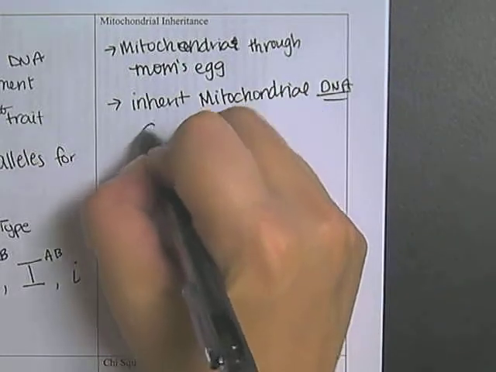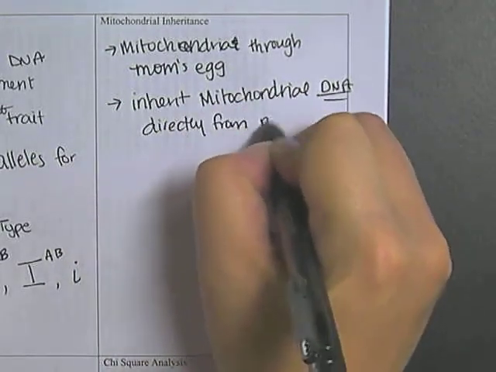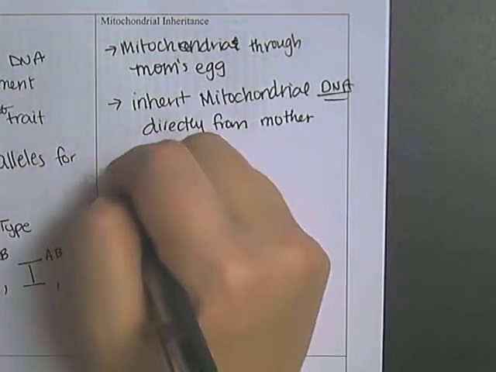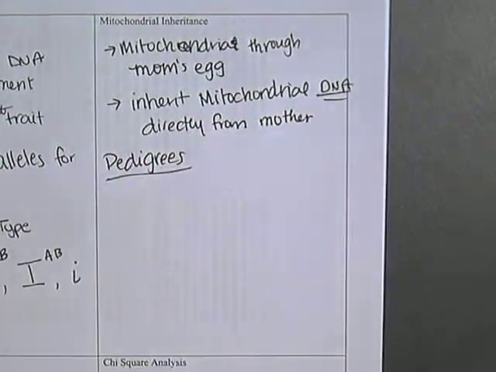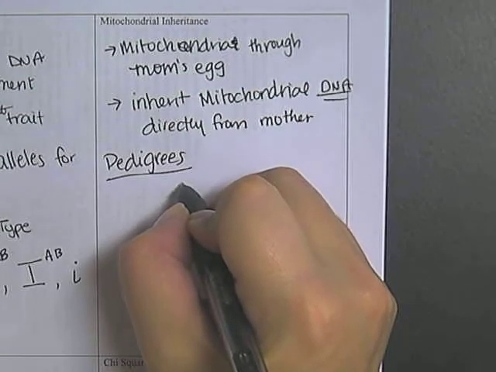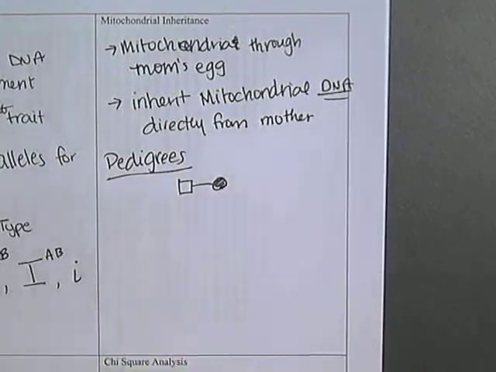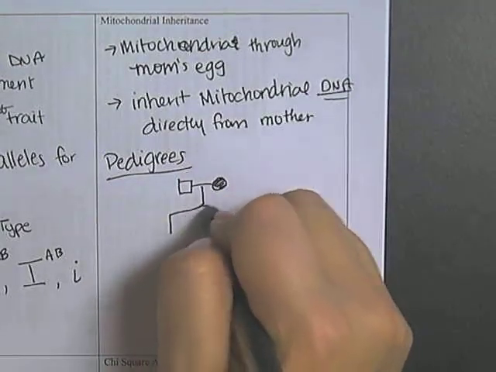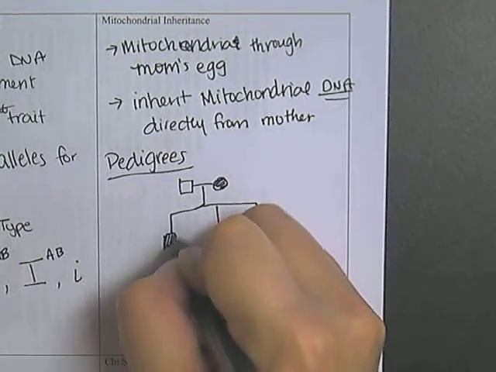And so what you're going to look for on these pedigrees to determine if something is mitochondrially inherited, what you'll notice is you'll have a mother who is affected. Let's say that the affected is shaded in. And she would pass all of these to her offspring, mother or son.